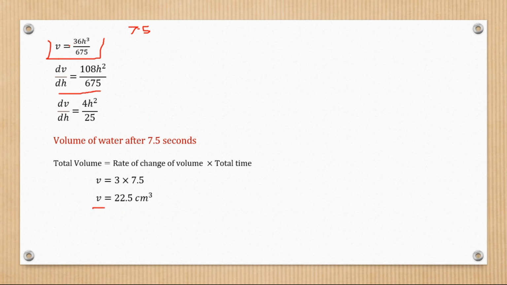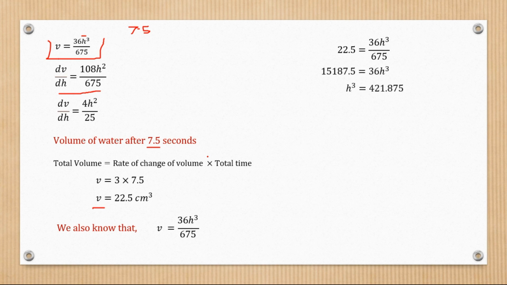So we're going to equate it to this general volume so that it will help us find the height at the point where we have 7.5 seconds. So we're going to equate it to that and we'll get the value of h. Equate that and we'll have it this way, cross multiply, and that's what you get. Divide both sides by 36 and we'll have h cubed being equal to 421.875. Now when we raise both sides to the power of a third, we'll have h being equal to 7.5 centimeters. So therefore this is the height of the water after 7.5 seconds.